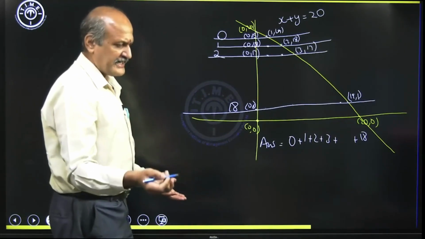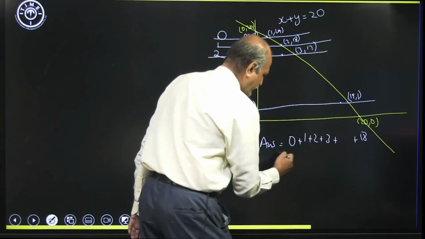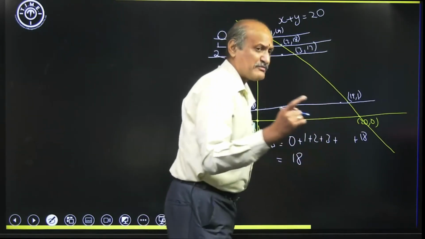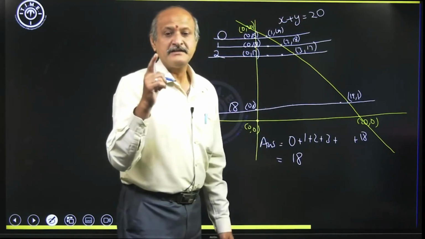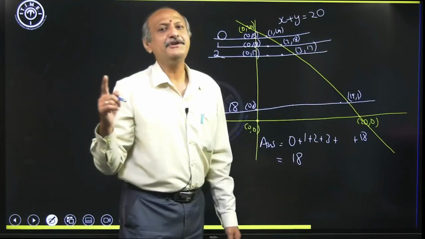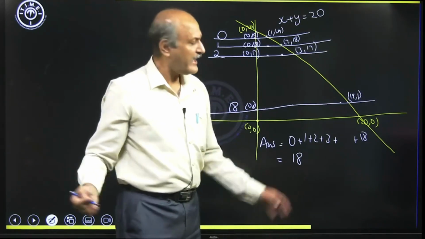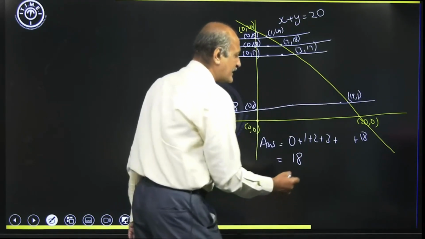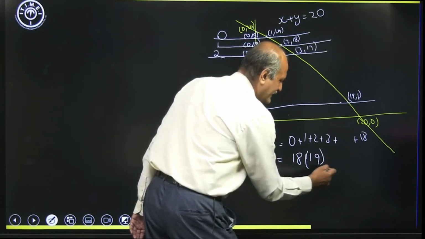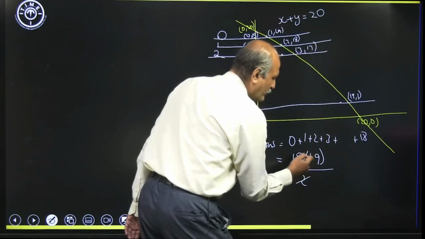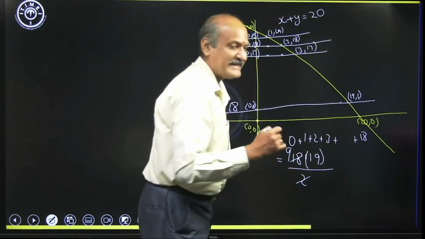The formula for the sum of first n natural numbers is n into (n plus 1) divided by 2. For the sum of first 18 natural numbers, it is 18 into (18 plus 1), that is 19, and then divide by 2. 2 will cancel 18 nine times.